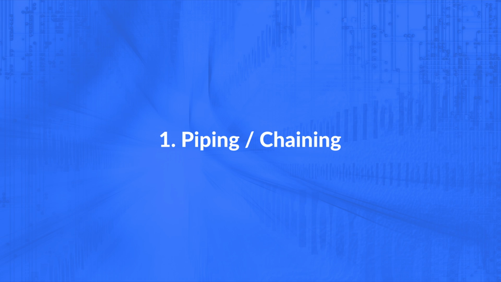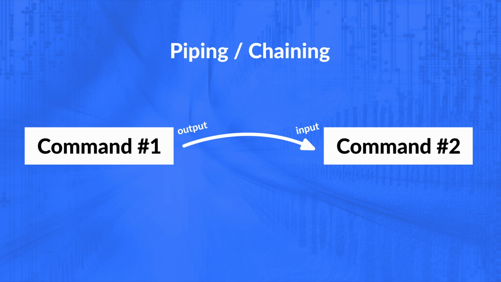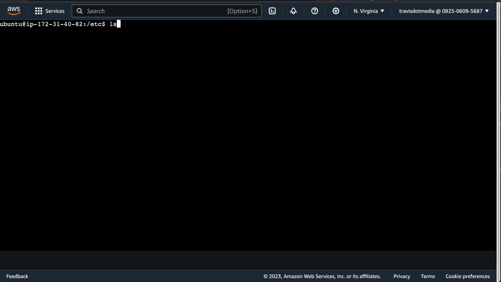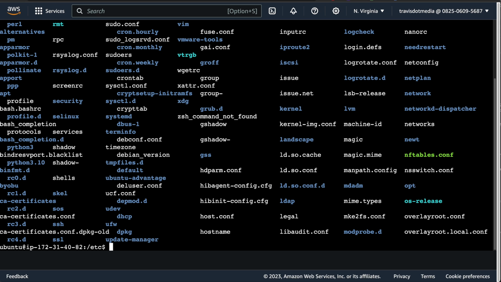Number one is piping. So in Unix and Linux systems, you can use a concept called piping to chain together commands. And it works from left to right by allowing the standard output of a command to be connected or passed to the standard input of the next command. So for example, you run ls on a folder. And there are lots of files and lots of directories in it.